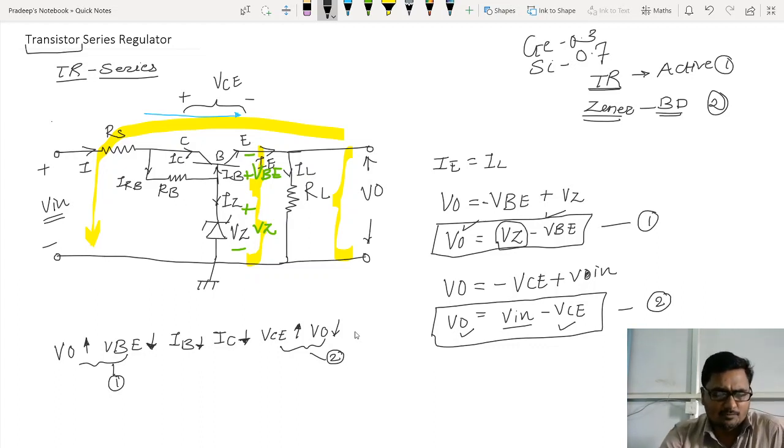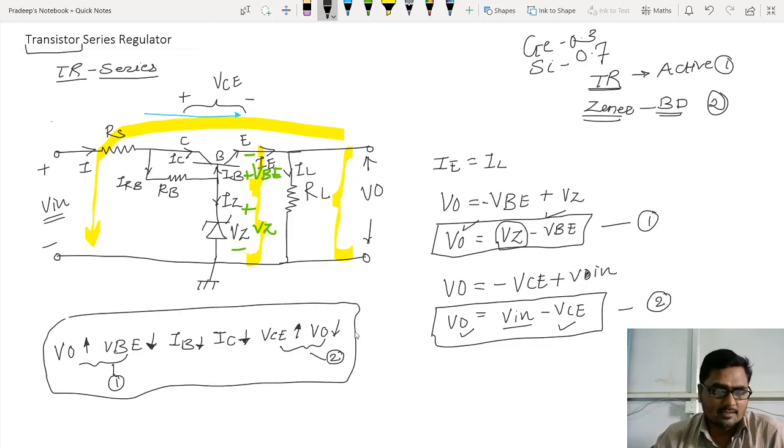Now what is happening? If output voltage is increasing, VB decreases, IB decreases, IC decreases, VC will increase, and again output voltage will start decreasing. That's what happens. If output voltage tries to increase, the circuit automatically drags this output voltage down and maintains it at the constant level. This is what the actual regulation action is. This is the complete operation of the transistor series regulator.